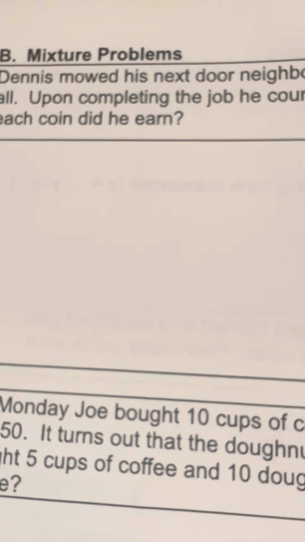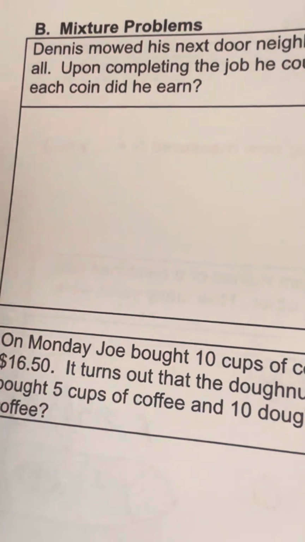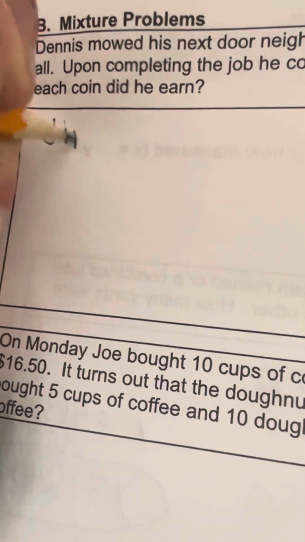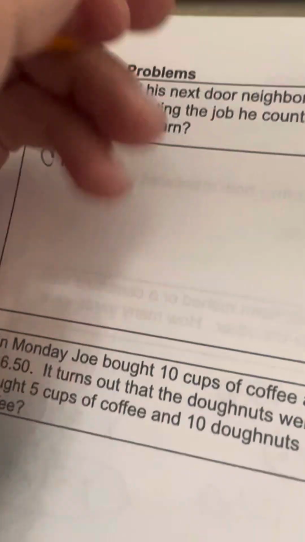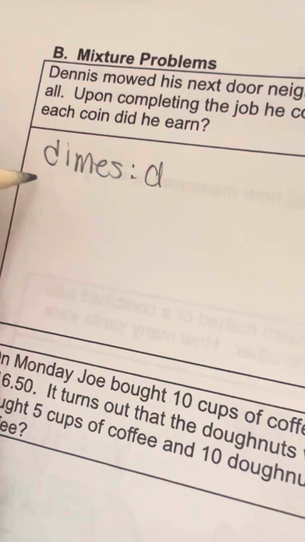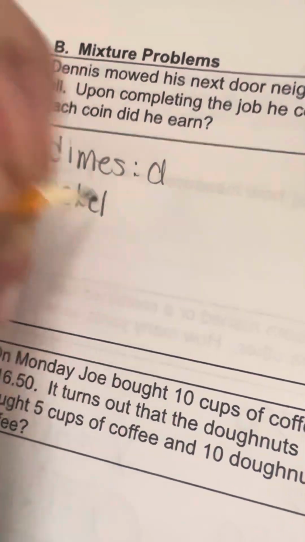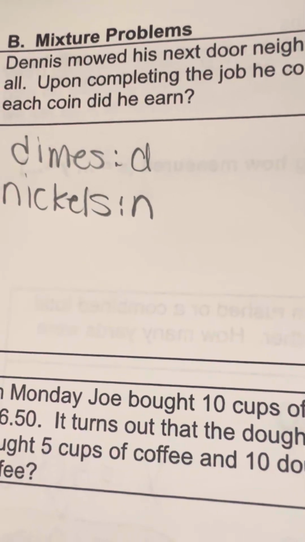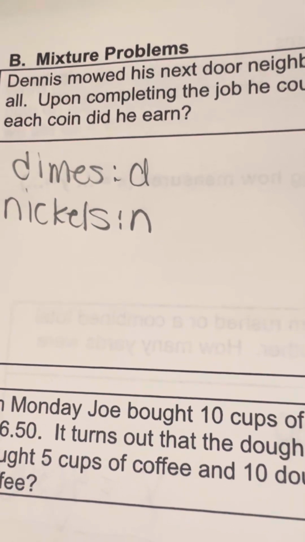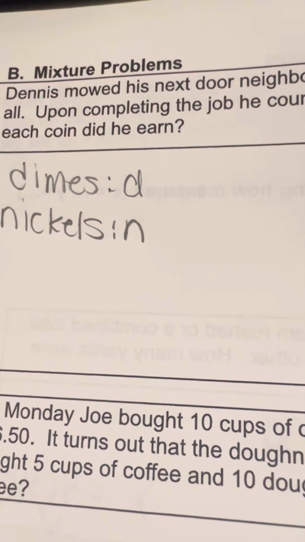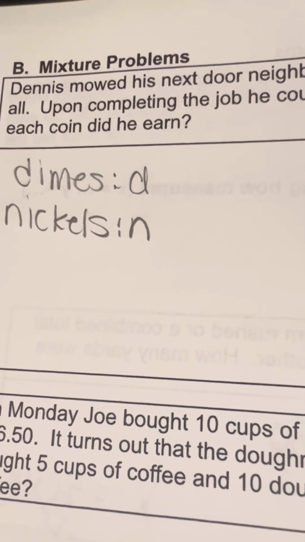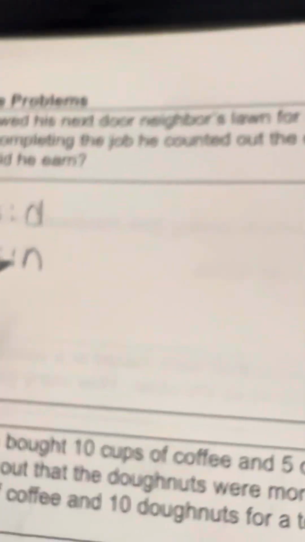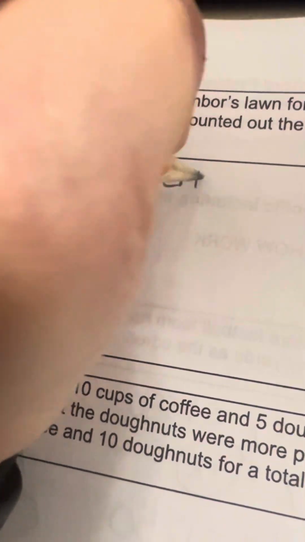So we're going to start off by identifying the variables. You can use whatever you want. I'm going to change this up. We'll call D for dimes. So dimes will be our variable D, and we will do nickels with an N. The first thing we want to do is focus on how many coins altogether Dennis got. So the person gave him a total of 80 coins altogether. So we have our dimes plus our nickels add up to 80.